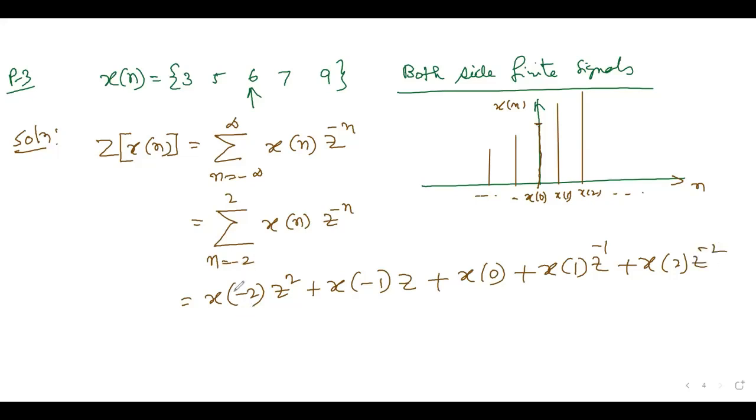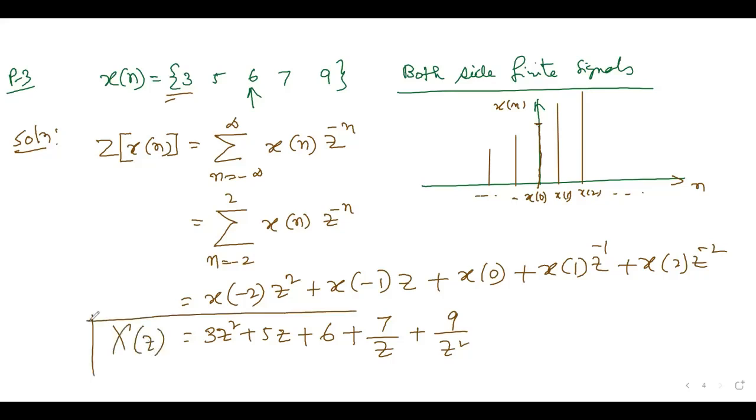Yes, because when n equal to minus 2, it will be minus of minus 2, that is 2. When n equal to minus 1, minus of minus 1 is 1. Then when n equal to 0, z to the power 0 is 1. When n equal to 1, this is z to the power minus 1. So now put the values here. So this is 3 z square plus 5 z plus 6 plus 7 by z plus 9 by z square. This is the z transform of the given both side finite signal.